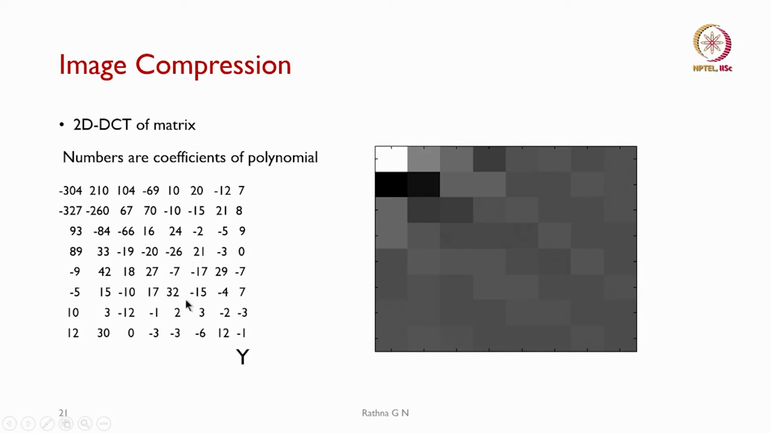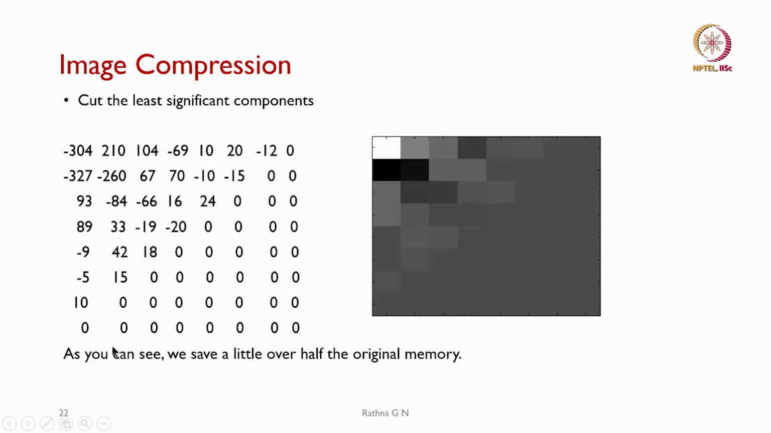I can do it that way, or I can take one corner of the matrix, because these are going to be zeros. So, what you have selected is from here, you have made zeros basically the whole lower side of the matrix. This is one way of selecting. The rest we keep the coefficients as they are, that is, we cut the least significant components. We save a little over half the original memory by doing this. So, this is one way of doing compression.